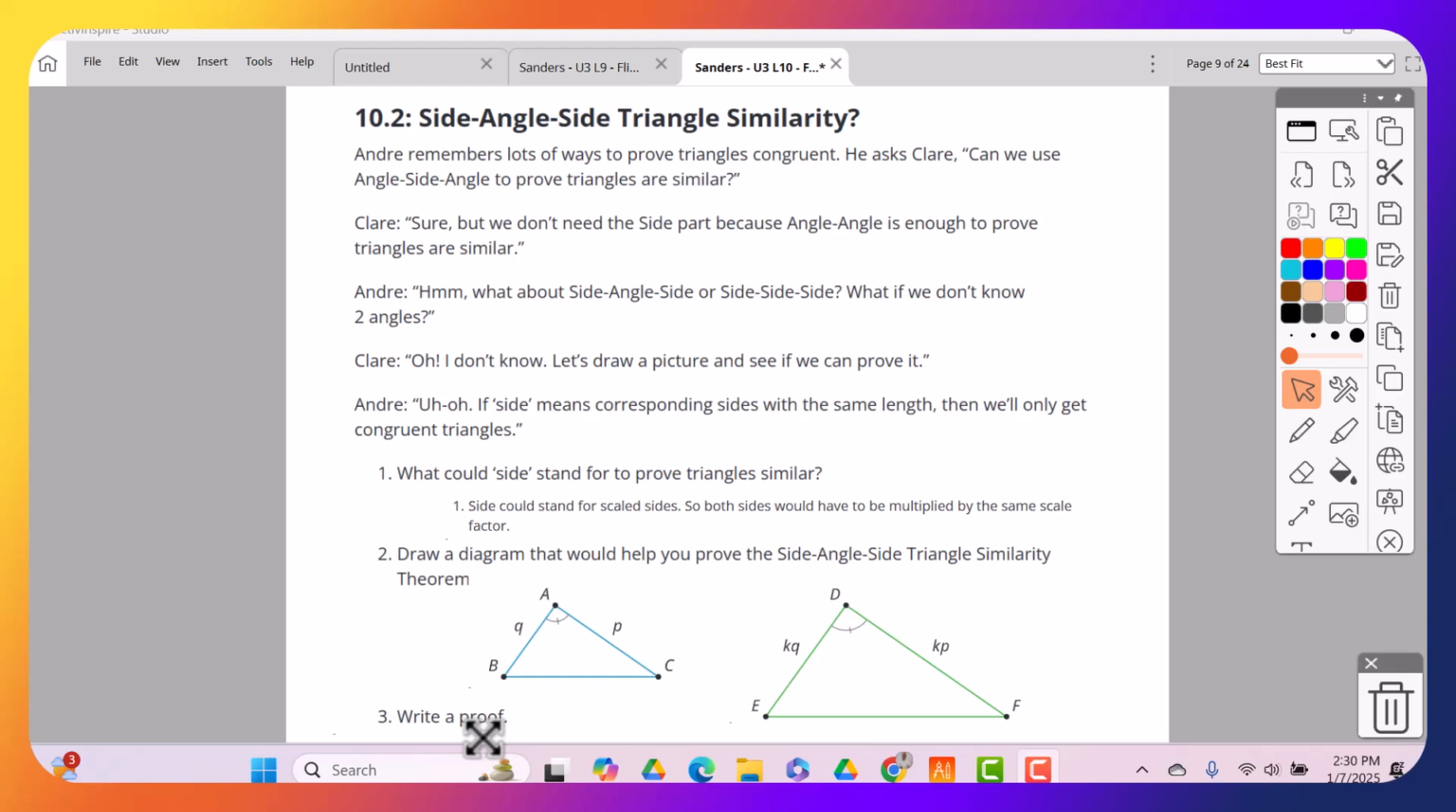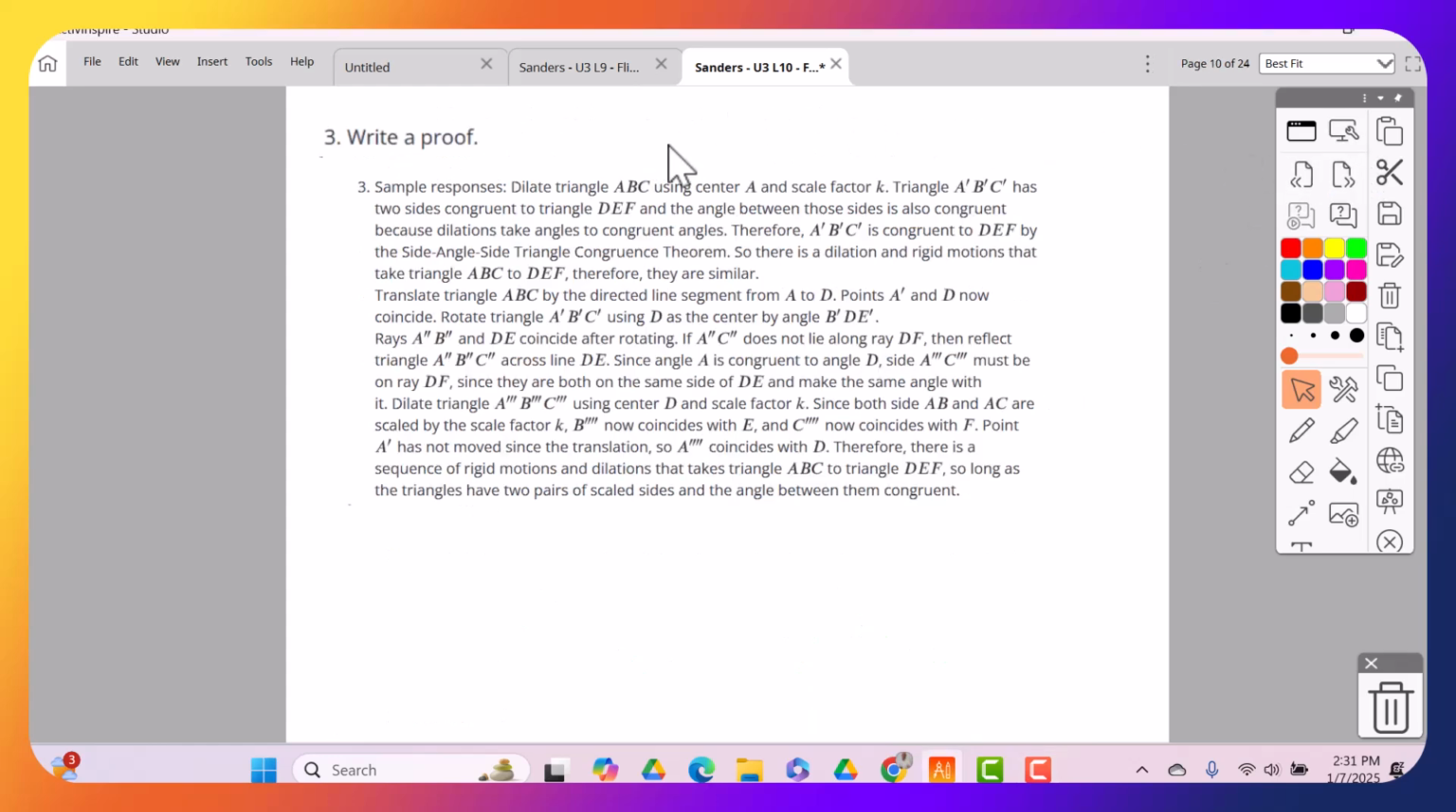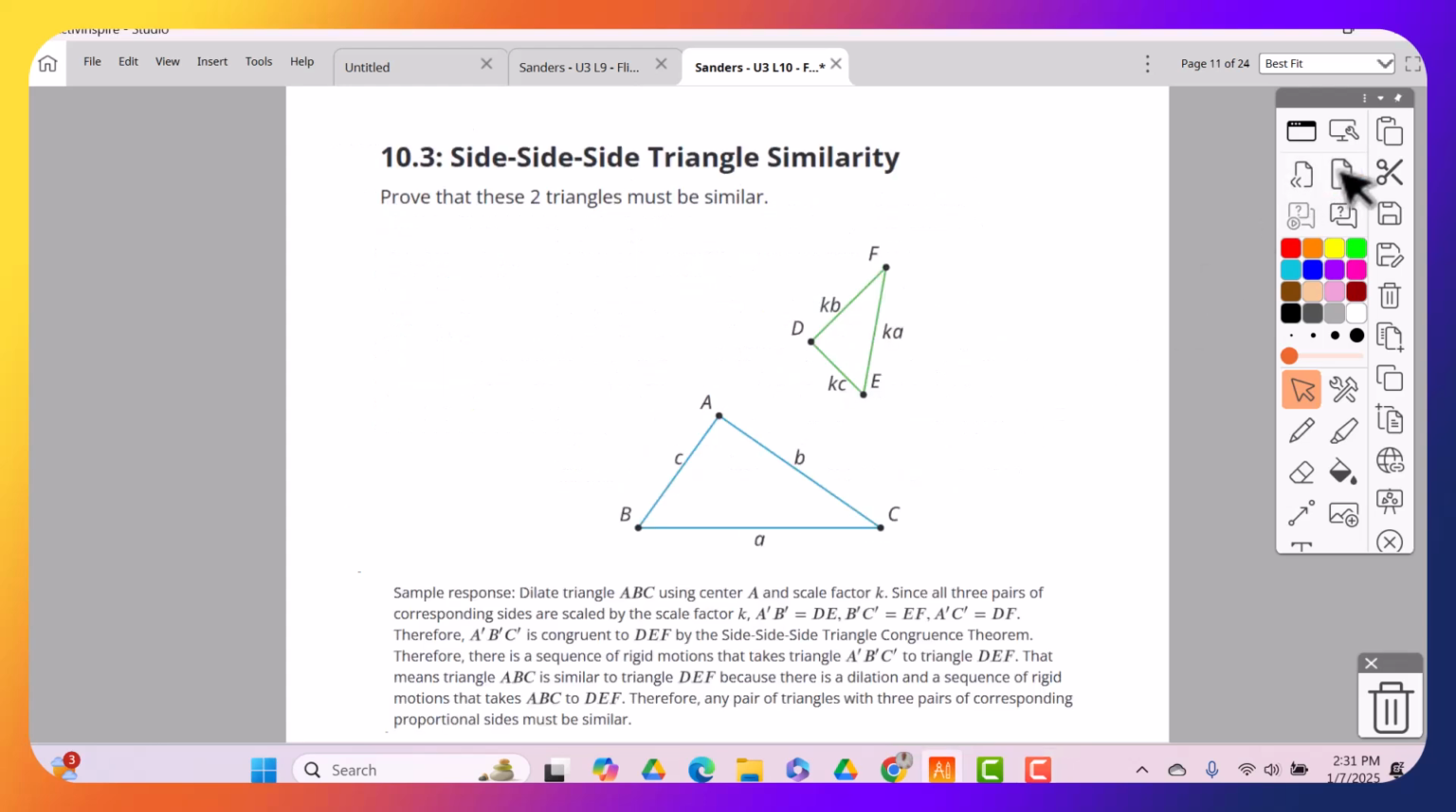Finally, I've included writing a proof, but we're not really going to go through all of this. It's quite long. As you can see here, here's the proof. There's a lot more involved here than I wanted to devote in this video.